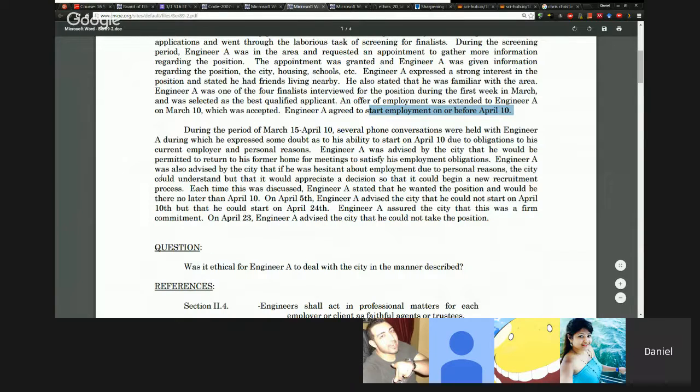Engineer A was also advised by the city that if he was hesitant about employment for his personal reasons, the city could understand, but it would appreciate a decision so that it could begin a new recruitment process. Each time this was discussed, Engineer A stated that he wanted the position and would be there to start no later than April 10th. On April 5th, Engineer A advised the city that he could not start on April 10th, but he could start on April 24th. And then Engineer A assured the city that this was a firm commitment, but then on April 23rd, Engineer A advised the city that he could not take the position.